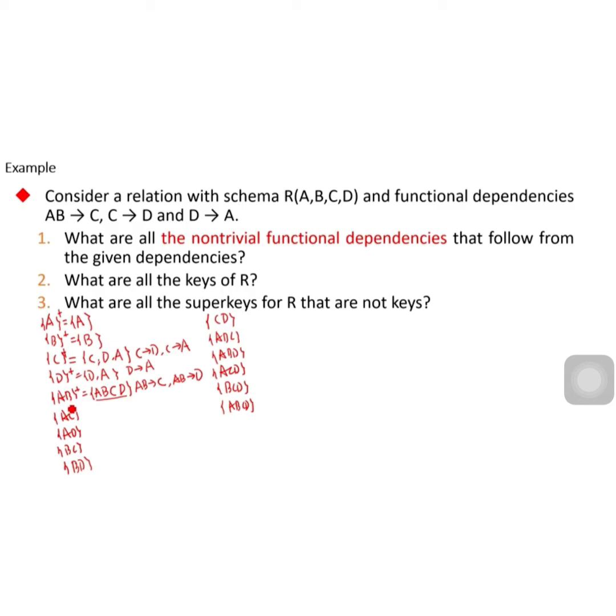Now we can find AB is a key. Now let's compute the closure of AC. The base is AC. C functionally determines D, so D is added. No others. So AC functionally determines D. Okay, now let's compute AD. The closure of AD, the base is AD, so it is AD.